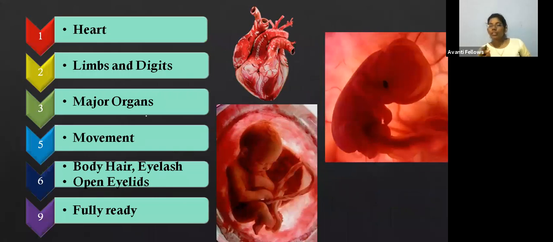See, during the first month, the heart of the baby is going to develop. In the second month, the limbs and digits will develop. Limbs means the hands and legs, and digits are the fingers. And in the third month, all the major organs will develop.